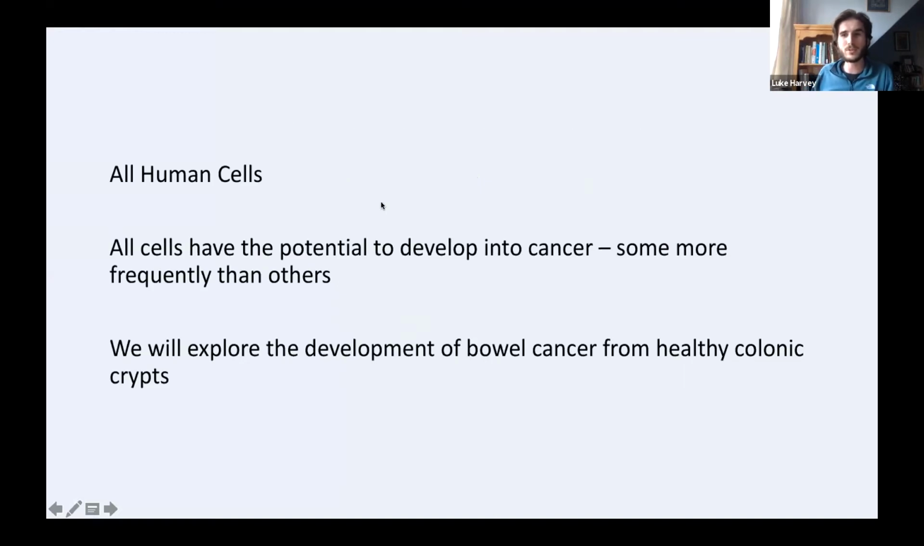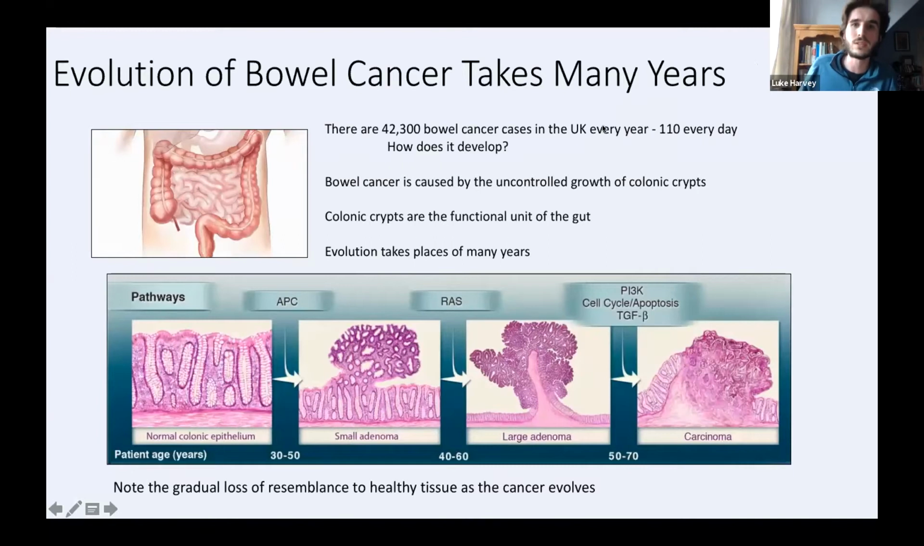So yeah, all human cells have the potential to become cancerous. So we have brain cancers that develop from non-dividing neurons. We have skin cancers that develop from very rapidly dividing skin cells. So we'll look at how a bowel cancer can develop in a little bit more detail.